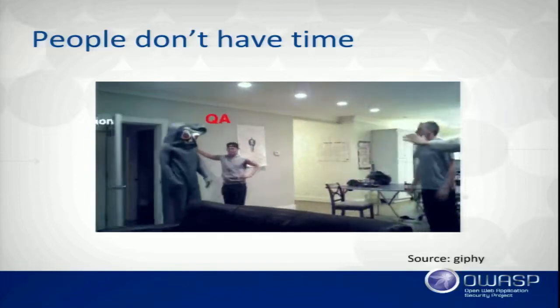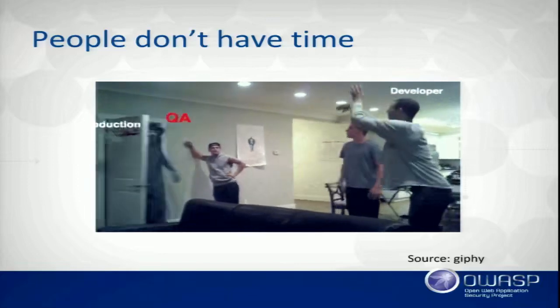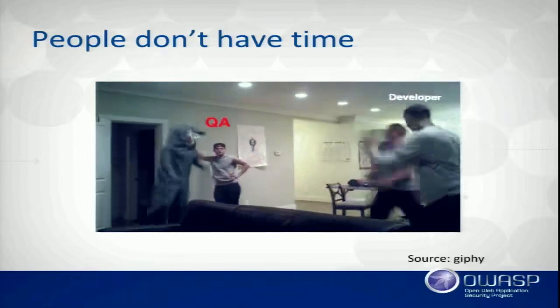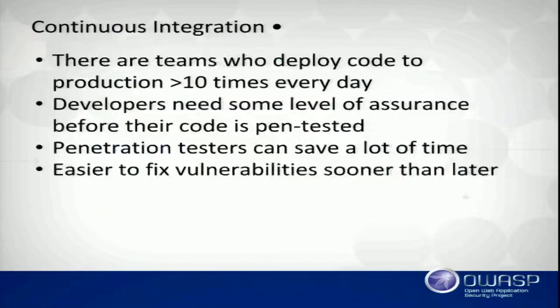So people have their own reasons whether or not they want to fix a vulnerability now or in the future. People don't have time. So we thought it's always nice to automate stuff.